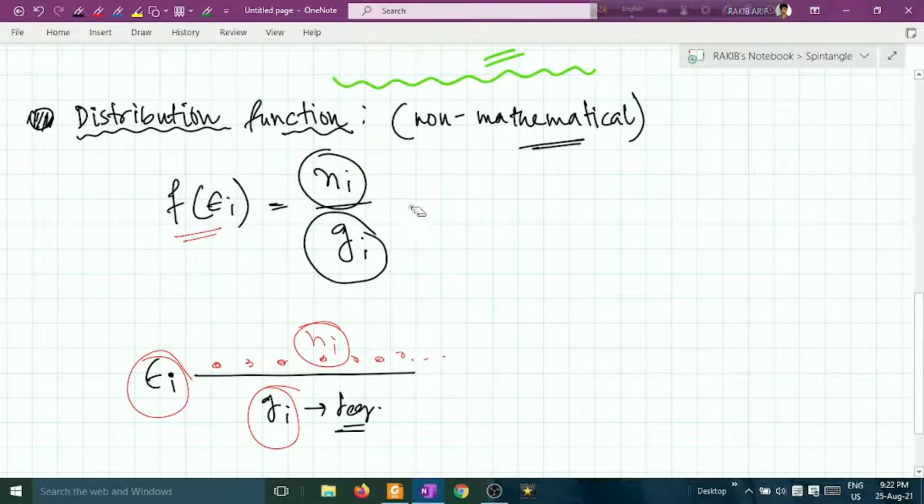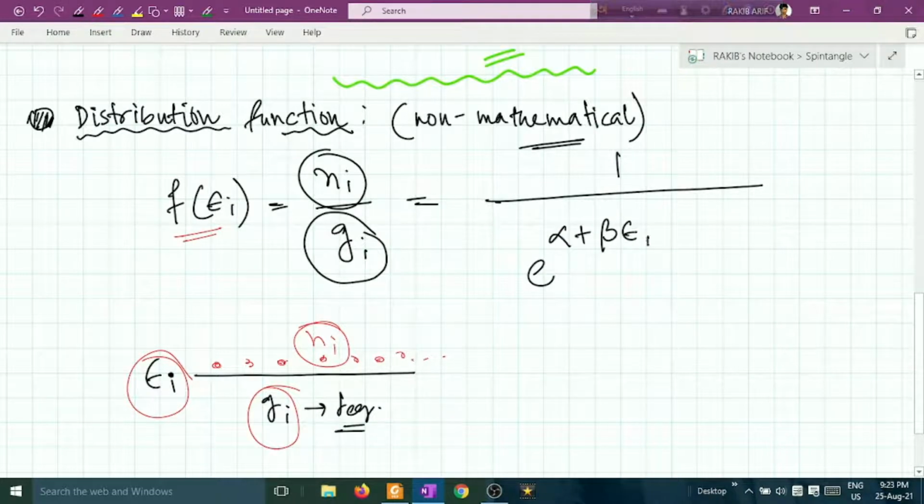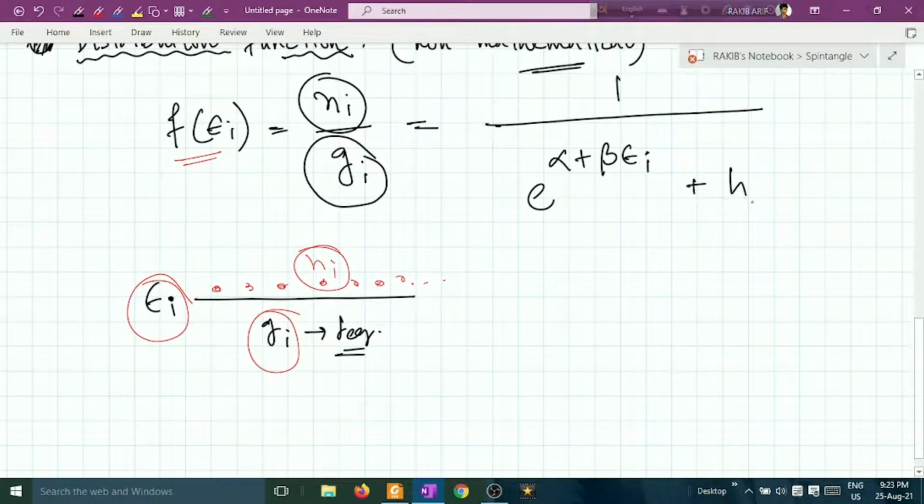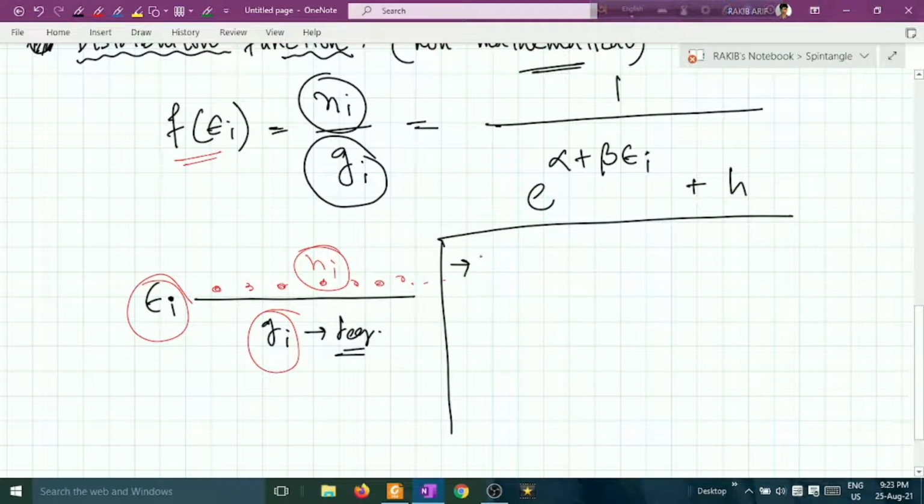Let me change the ink. The general distribution function is given by 1 upon e to the power alpha plus beta Ei plus some constant, say it is h, or whatever it is, k. Now I'm giving the basic definition of what you understand by this distribution function term.